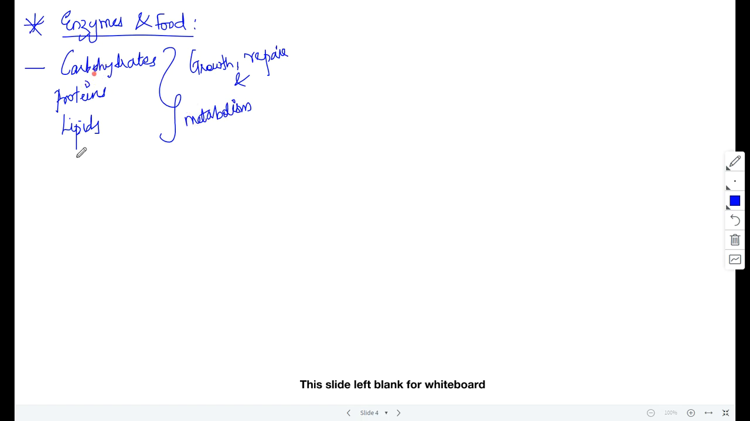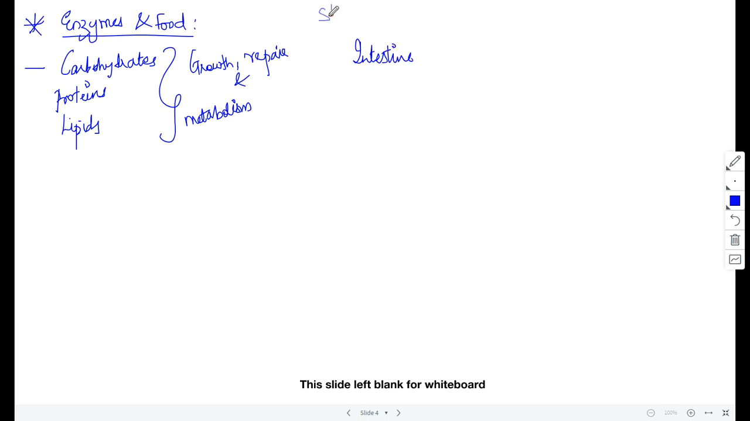Now, how does the body get its biomolecules? Where do they come from? From food, right? The food we eat contains carbohydrates, proteins and lipids. These enter the body through food. Now these are very large molecules, they are huge, so they need to be broken down so that they can pass through the intestine.